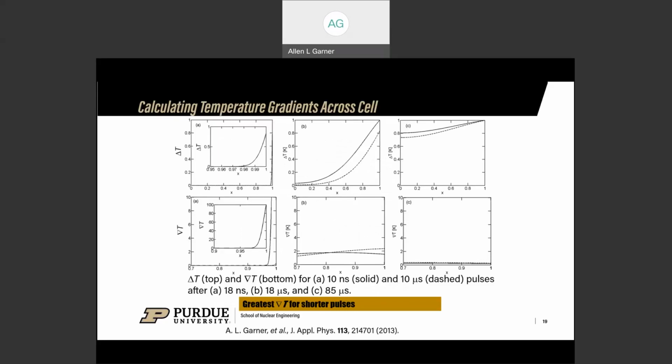And we're applying a 10 nanosecond pulse and a 10 microsecond pulse. You see on the left bottom, the 10 nanosecond pulse induces a very high temperature gradient, up to 100. The peak temperature gradient for the 10 microsecond pulse occurs at this 18 microsecond time, and you're getting a gradient of about 2. So you get a dramatically higher temperature gradient using the shorter duration pulse.